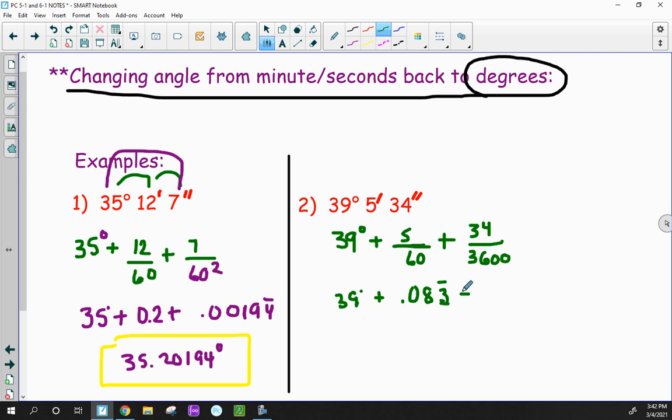And then you're going to do plus 34 divided by 3600. That's going to be 0.0094. The 4's repeat, so I'm going to stop there. And then I'm going to add all three numbers together. 39 plus 0.083 plus 0.0094 to get my final answer. And don't forget your degree mark.